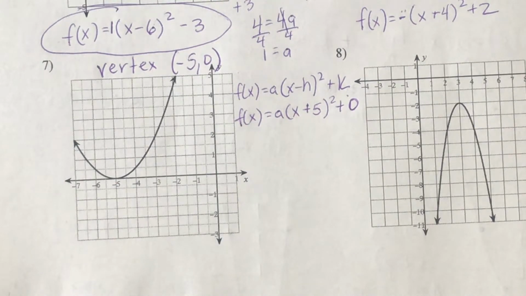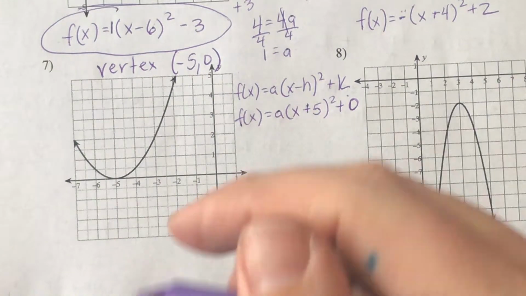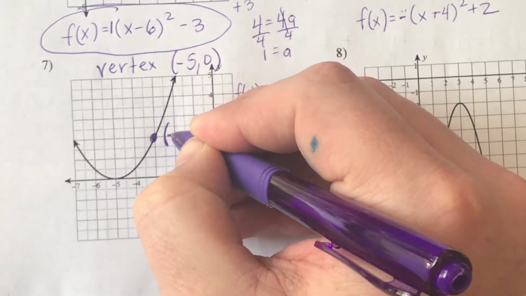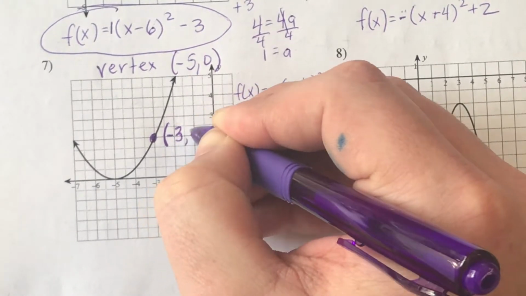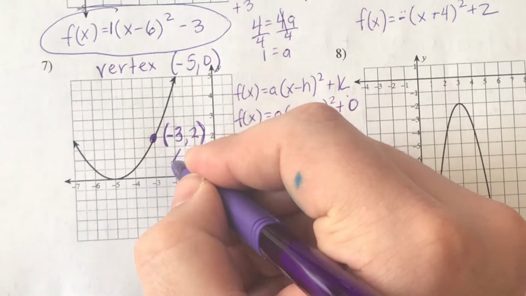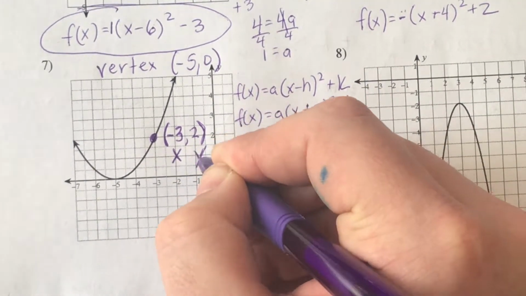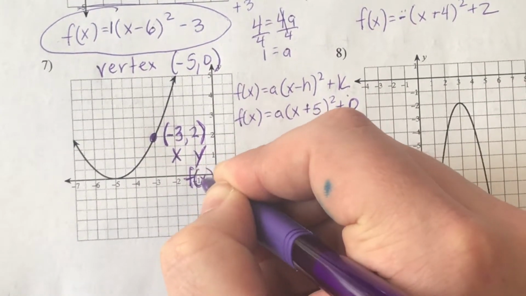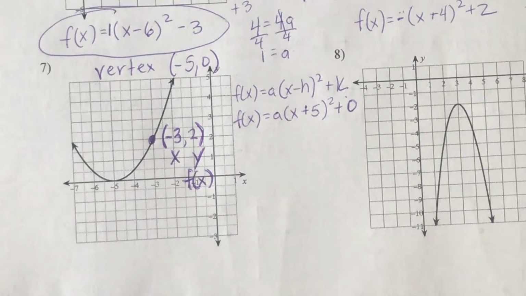Now we just need to go find another point on the graph that we can read. It doesn't matter what point that is. I'm simply going to pick this point right here, -3, 2. I'm going to write that kind of big: -3, 2. Here is my x, here is my y, and keep in mind that y and f of x are the same thing. f of x just means function, which is very similar to the equation y.